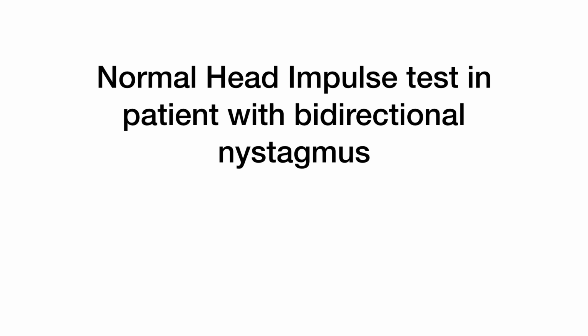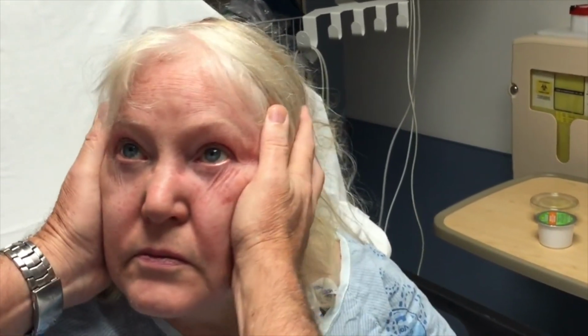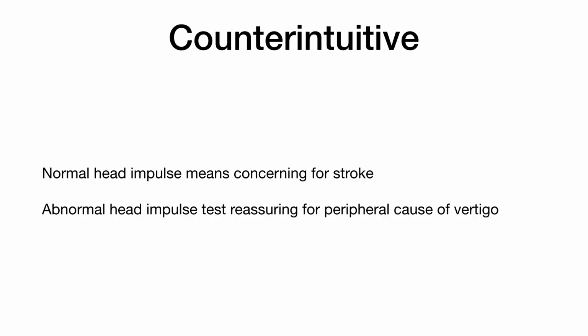There it is again. This woman, who demonstrated bidirectional nystagmus, has a normal head impulse test, which is concerning for a central cause to her vertigo and nystagmus. There is no catch-up saccade seen on testing either side. An abnormal head impulse test is seen in patients with vestibular neuritis, but rarely in patients with posterior circulation stroke. This explains the counterintuitive finding that a normal head impulse test is concerning for a central cause to her vertigo.